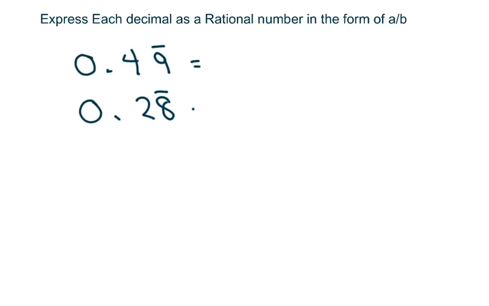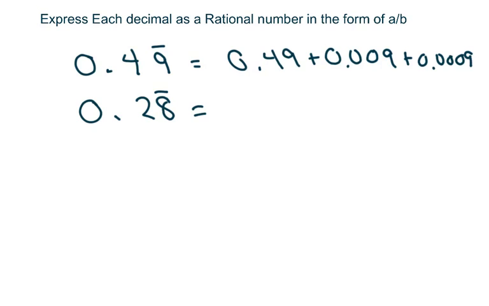And what I did in the previous videos is I wrote this out as 0.49 plus 0.009 plus 0.0009 plus ... and so forth. And they didn't understand where I came up with that. So I'm going to explain that part and then find the infinite sum based off the infinite geometric series formula. So let's look at the first one.